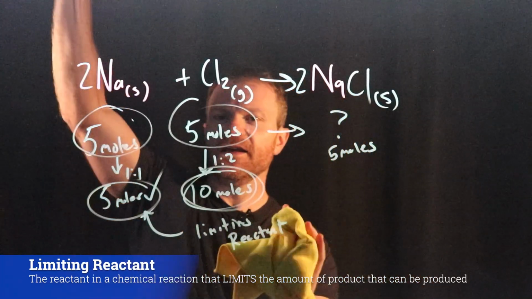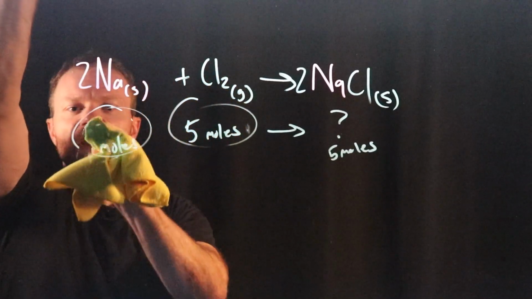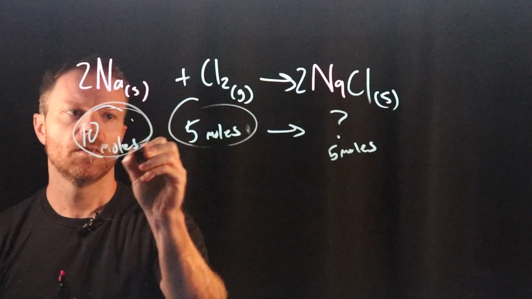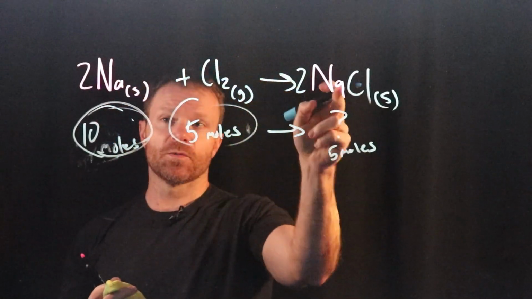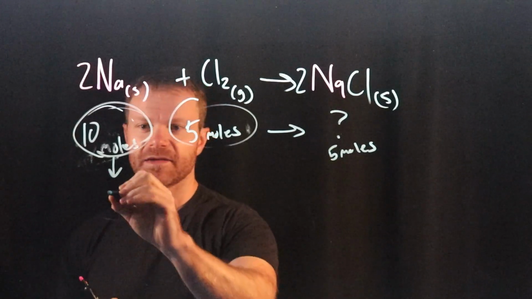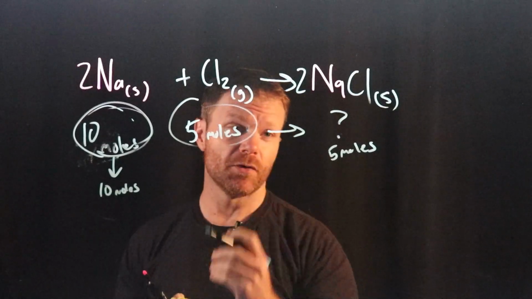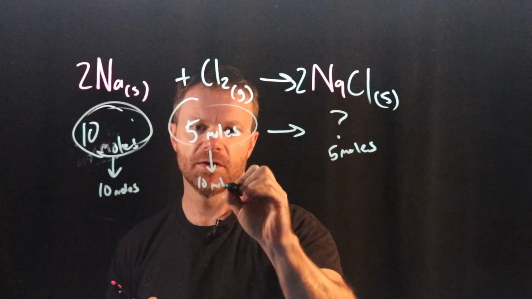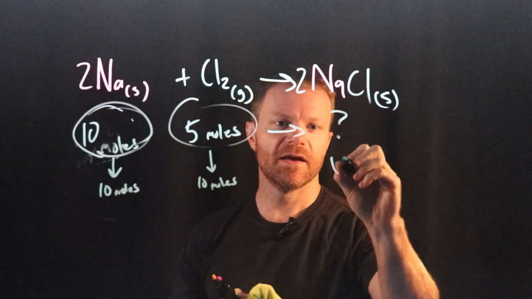Because let's say instead of 5 moles of sodium and 5 moles of chlorine, let's say we had 10 moles of sodium and 5 moles of chlorine. Well, remember, the ratio here is 1-to-1 of sodium to sodium chloride. So if we have 10 moles of sodium, we can make 10 moles of sodium chloride. And if we have 5 moles of chlorine, the ratio here is 1-to-2, we can make 10 moles of sodium chloride. So how many moles of sodium chloride can we make? We can make 10.